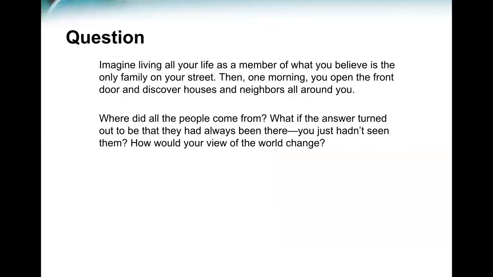Imagine living all your life as a member of what you believe is the only family on your street. Then one morning you open the front door and discover houses and neighbors all around you. Where did all the people come from? What if the answer had turned out to be that they had already been there? You just hadn't seen them. How would you view the world now?